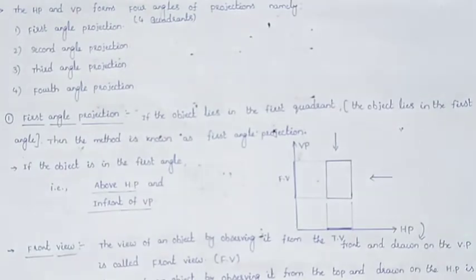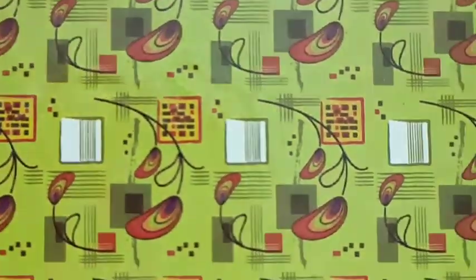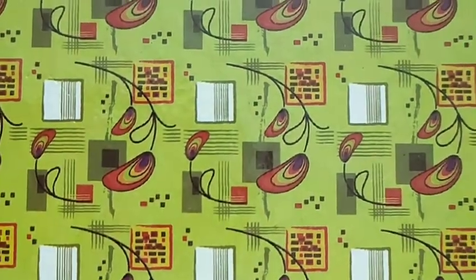And coming to the third angle projection, it is like that. So this is the symbol, and this is the direction. In this direction, the top view of the object can be seen from the downward direction, and the front view of the object can be seen from the front direction. And this is the fourth angle projection symbol.